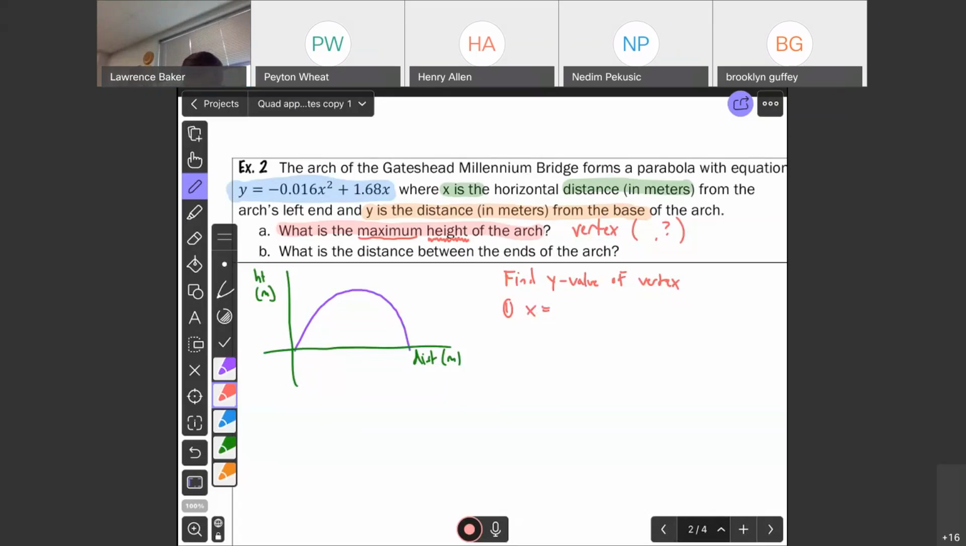B over 2. Okay. Natalie, what's my b value? Okay. And Avery, what's my a value? Okay. So we need to type that in the calculator, right? But when we type in the calculator, we're going to make sure we put parentheses around that. Okay.